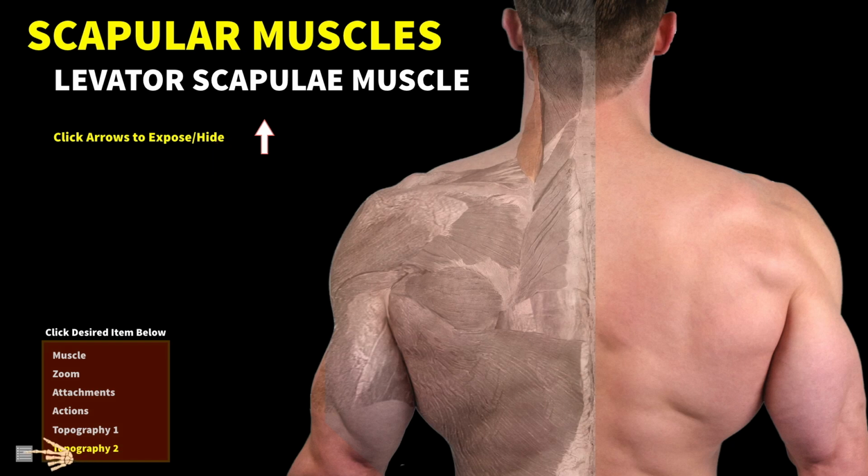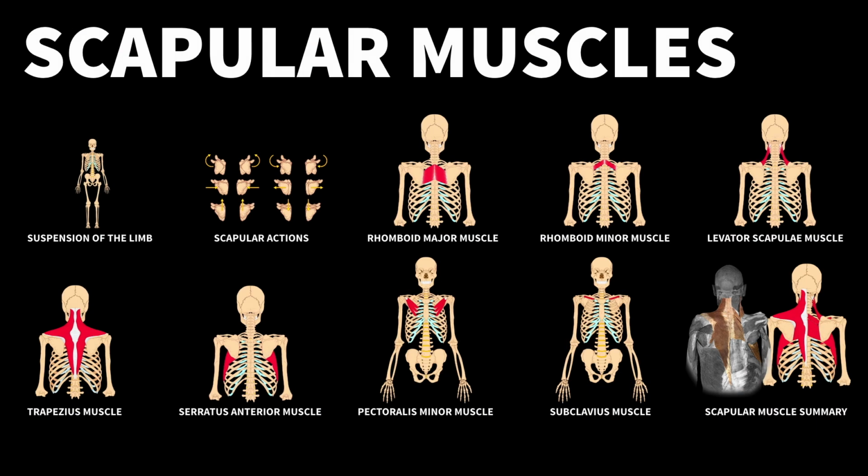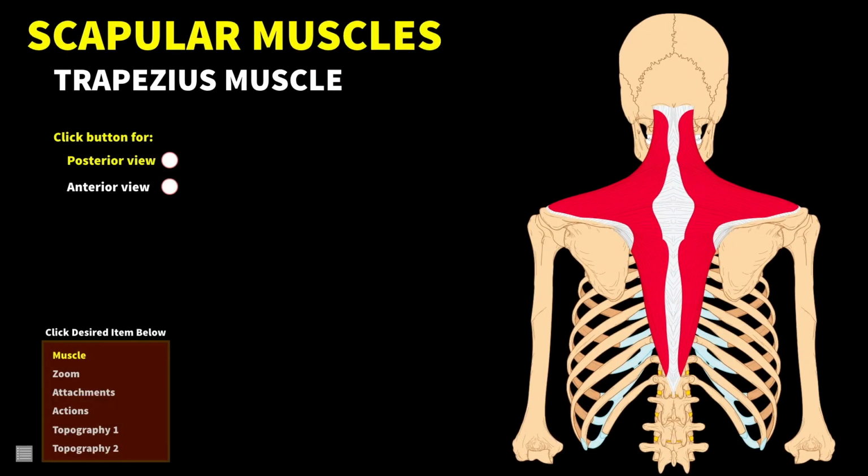Let's move to the next scapular muscle. The next muscle in the series is the large trapezius. The trapezius muscle is a large superficial muscle of the upper back and neck. To make its name work for us, we need to turn the muscle around to the anterior view.